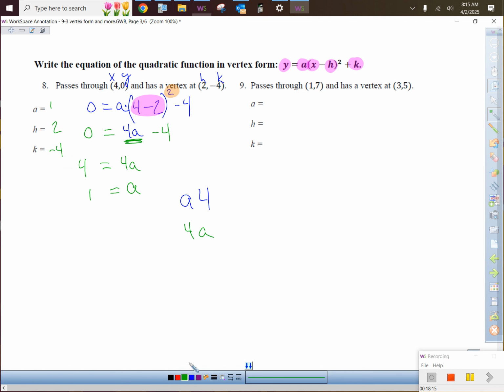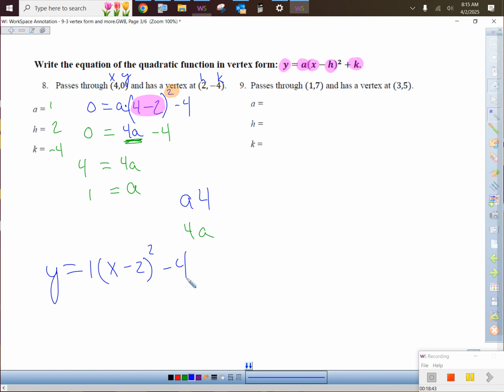So let's do our final answer here. The equation would be y equals A is 1, which honestly you don't have to put the 1, but I'm going to do it just for the sake of it. X, and then H is 2, so I'm going to do -2, quantity squared, -4. What really throws people off is they're like, well, I get the A, H, and K.